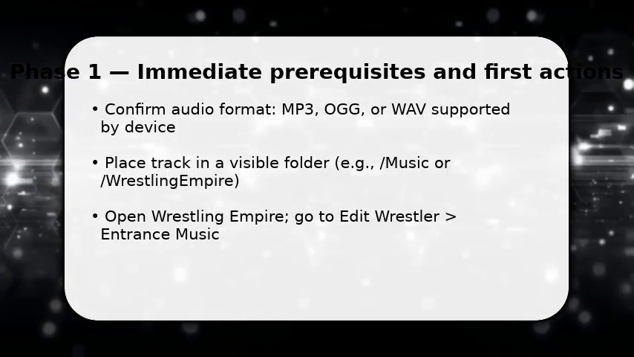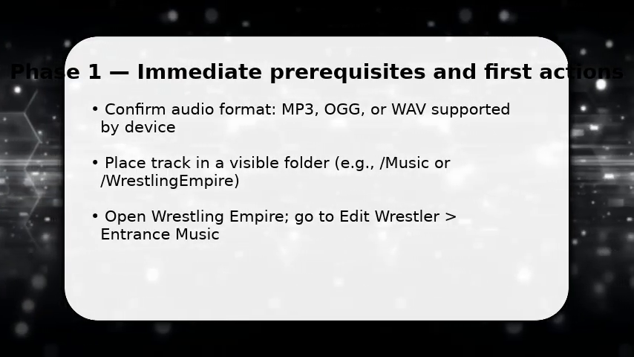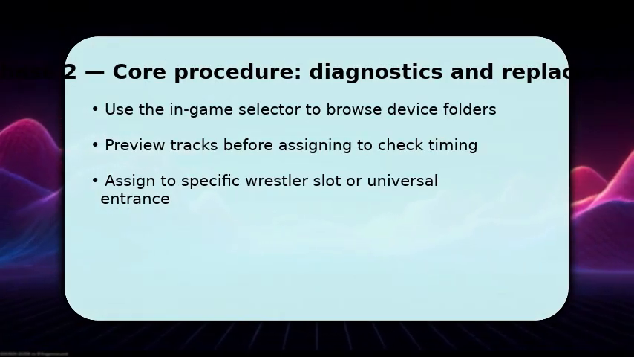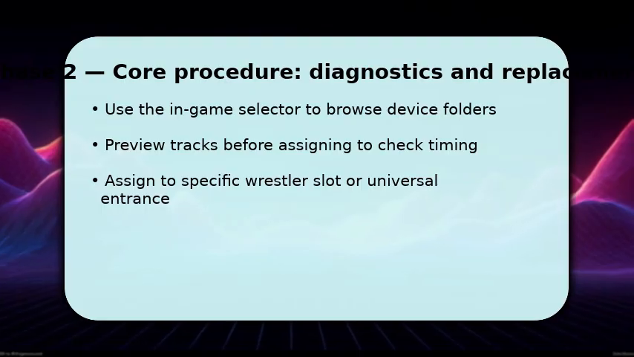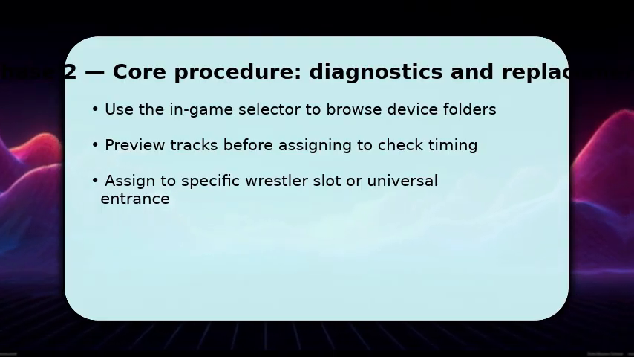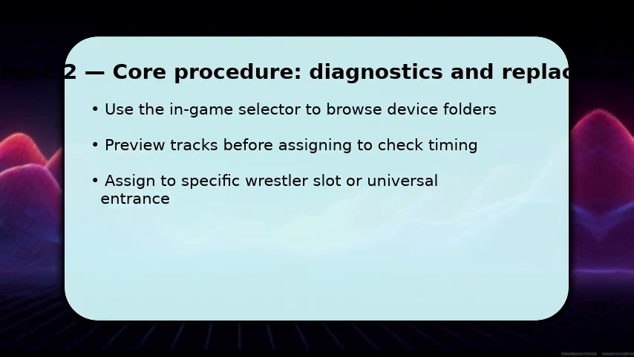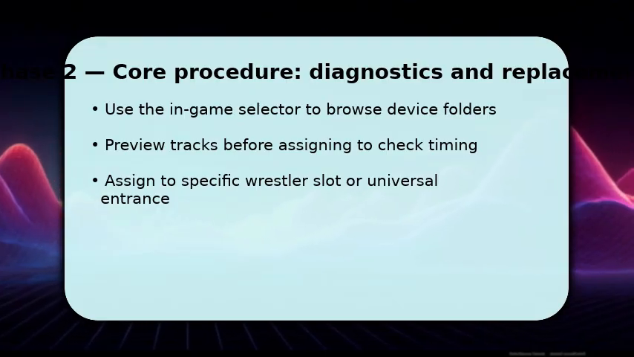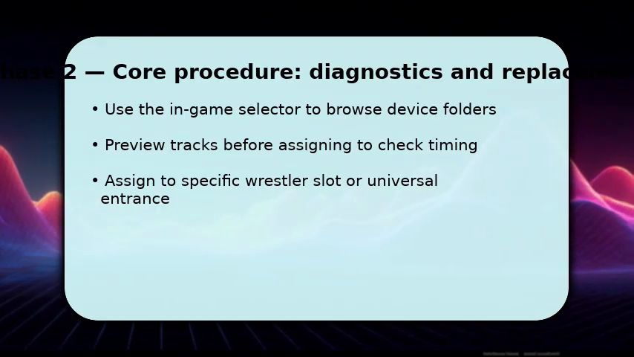Now, move on to locating and previewing the track inside the game. Now you locate and pick the exact file to use. Use the in-game selector to browse your device folders. Navigate to the folder where you place the song and tap the file. Preview the track so you can check length and starting point. Entrance timing matters for impact.